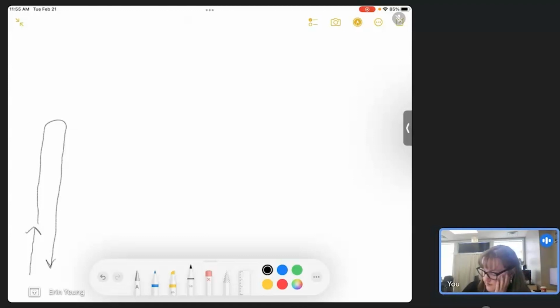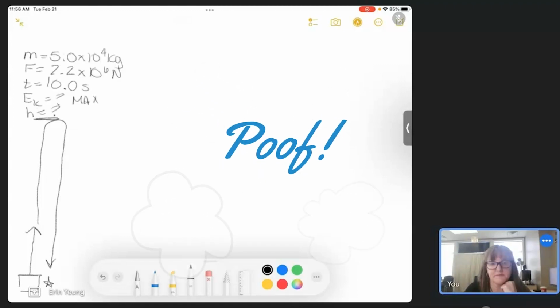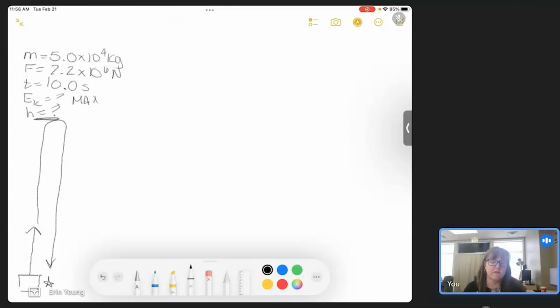So the first set of energies that we have to look at is, why, like what's happening down here? Why is it going to start moving at all? And then we have to find out how we're going to get this high. Let's write down what we know. Okay, now that we have all of our information written down, what are we going to do next?